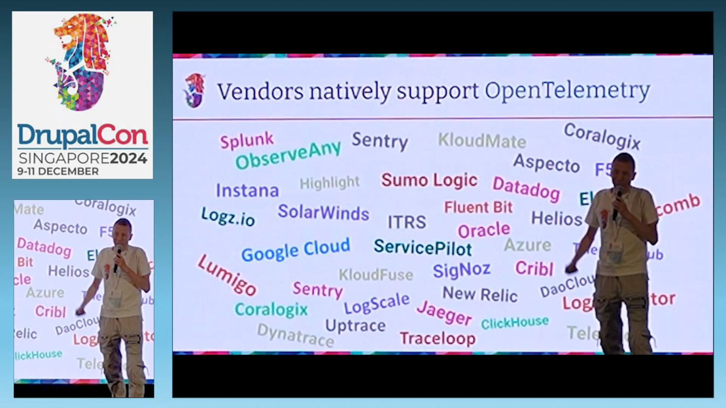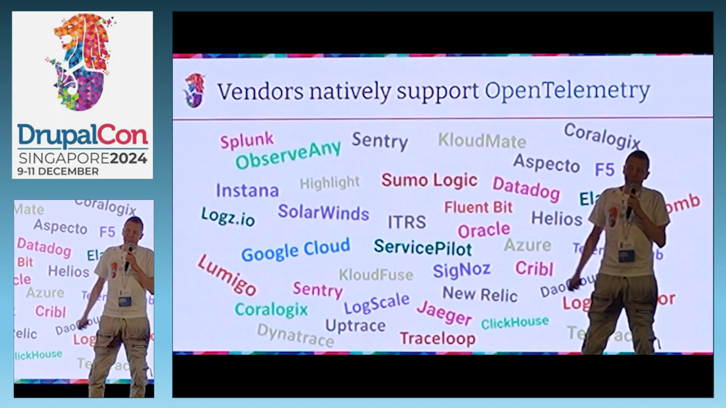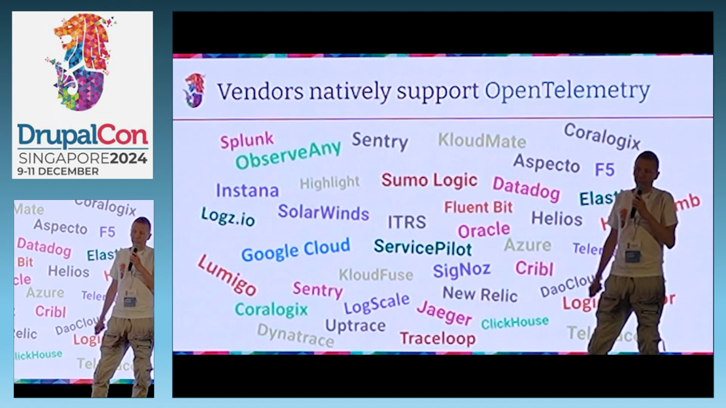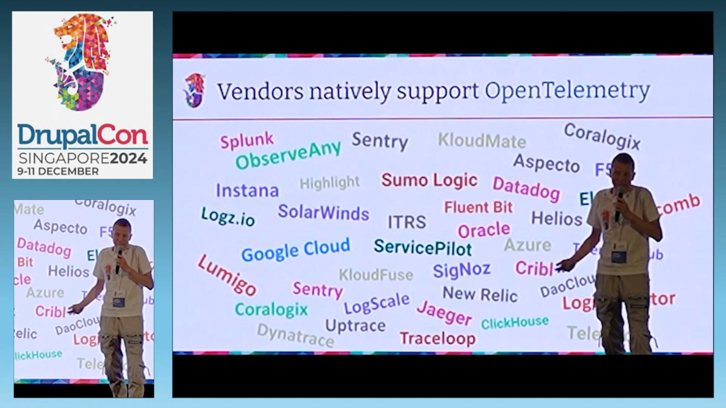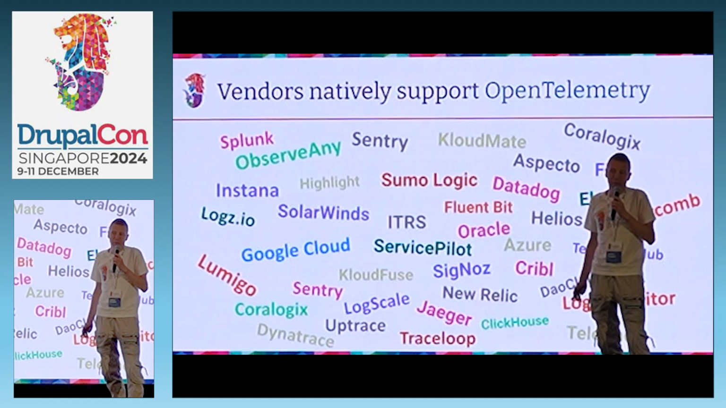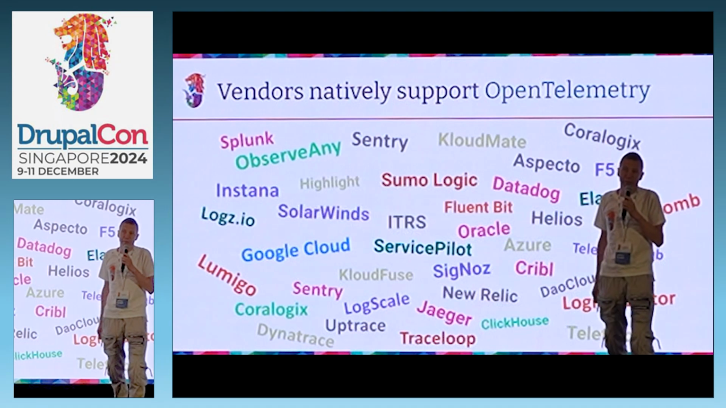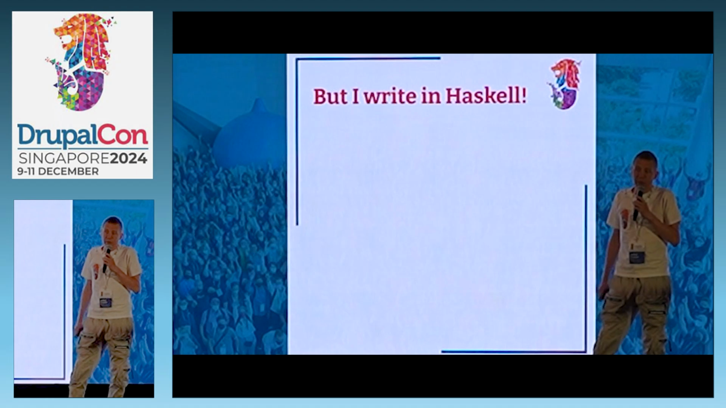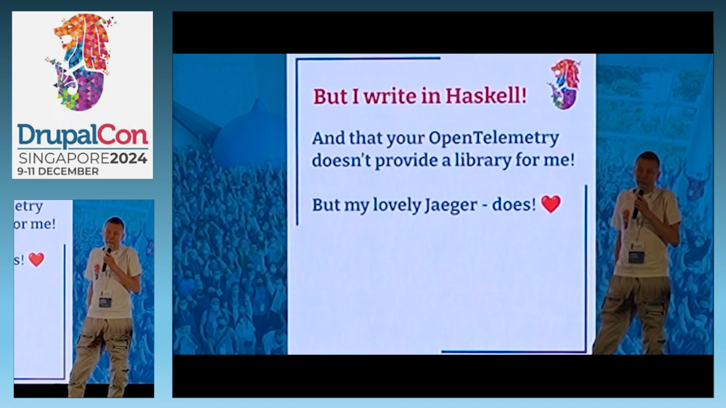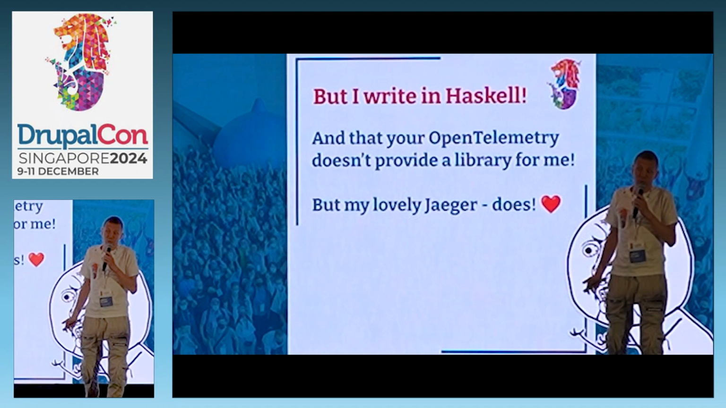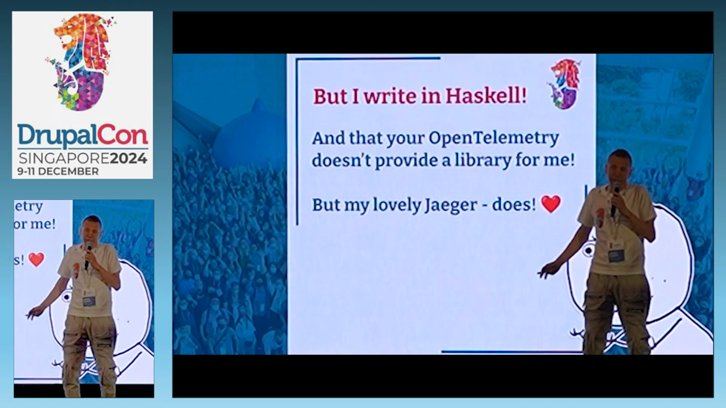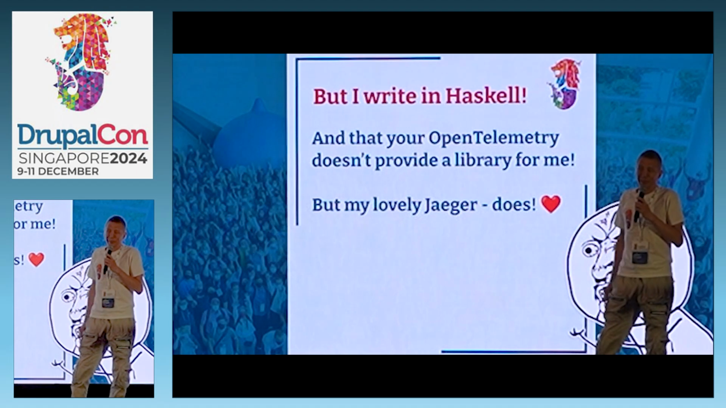And actually, a lot of vendors already declare support of OpenTelemetry, and you can see here a lot of big and small brands, and they can accept your information in the OpenTelemetry format. So it's already happening. But someone may be writing Haskell and can say that OpenTelemetry doesn't provide a library for Haskell. But for example, Jaeger provides this library.